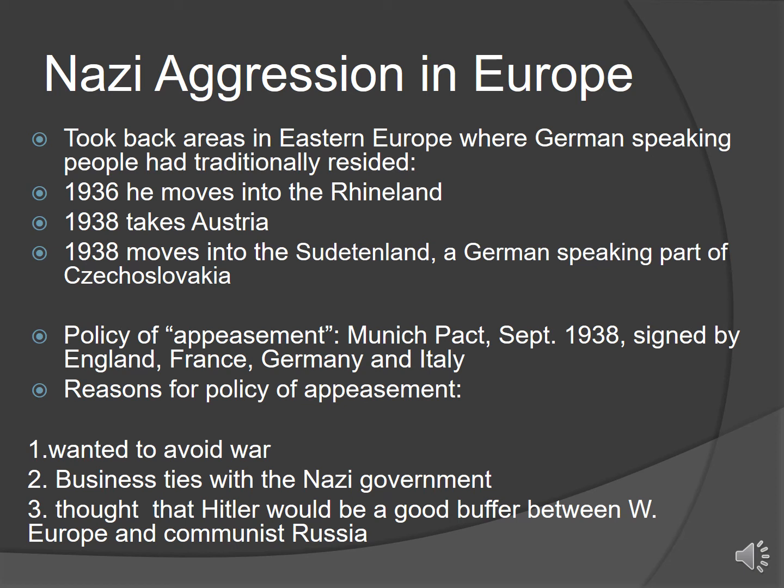1938, he moves into Austria, which of course is the country south of Germany, and basically moves troops in there, occupies. There's very little to no resistance in Austria. 1938 also, he moves into the Sudetenland, which is another border region, an area bordering Germany and Czechoslovakia.